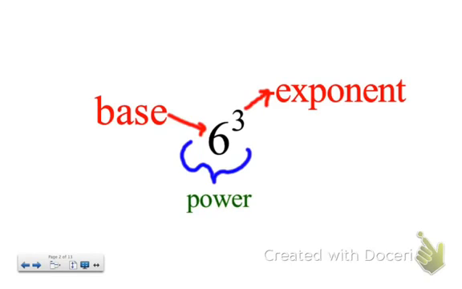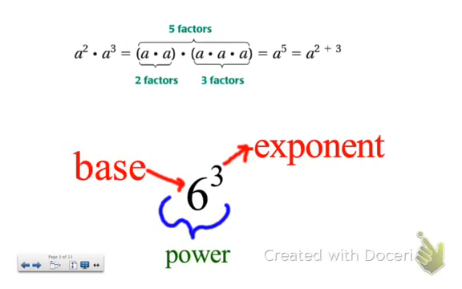Alright, this is section 8.1, Exponent Properties Involving Products. So the first thing, just for some quick terminology, when you have a number raised to a power, the whole thing is called the power, the 6 is called the base, and the 3 is called the exponent. So you could read this as 6 cubed, 6 to the third power, or you could write it out as 6 times 6 times 6.